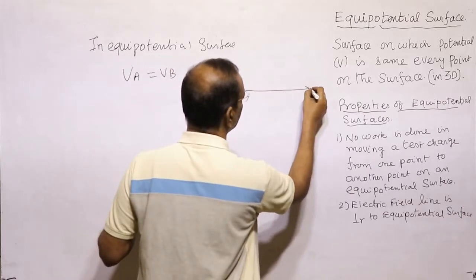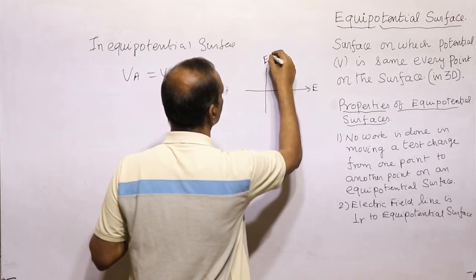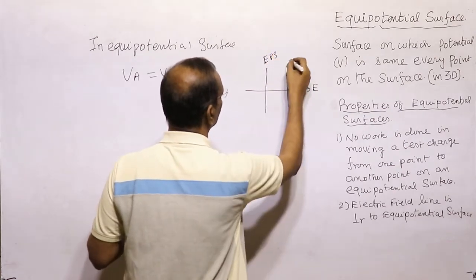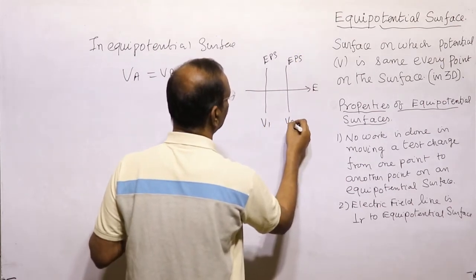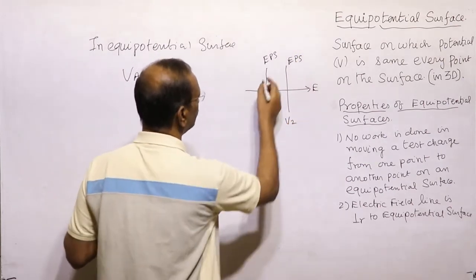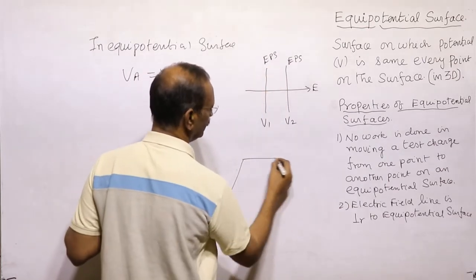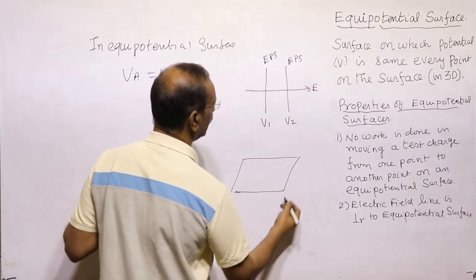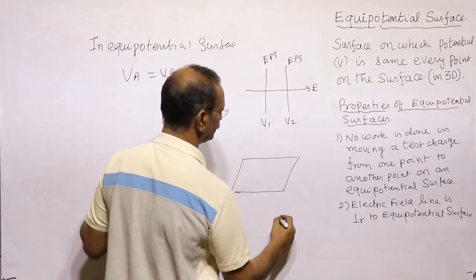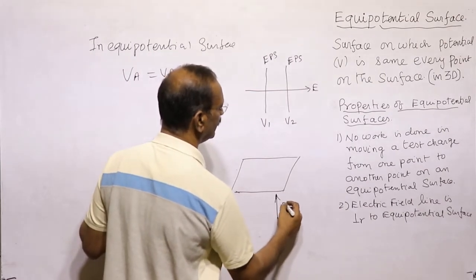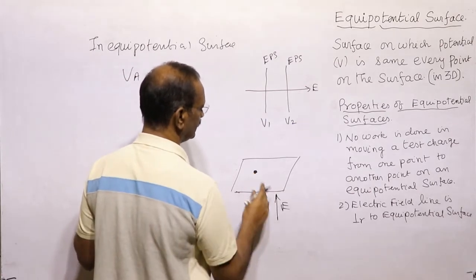Suppose this is the electric field direction, this is one equipotential surface and this is another equipotential surface. This is V1, this is V2. Now we take this equipotential surface this way. Because it will be rectangular in shape, we take it this way, and the electric field will be this way. For convenience, we take the electric field this way. So this is the direction of the electric field.